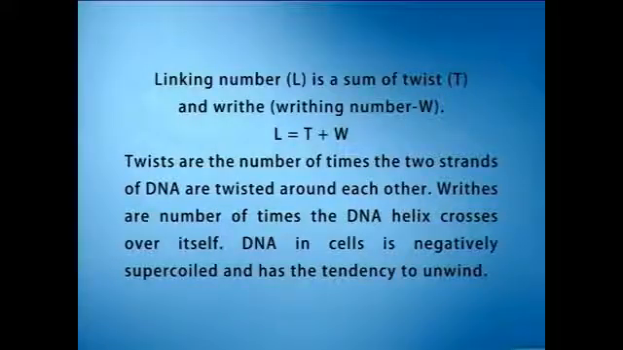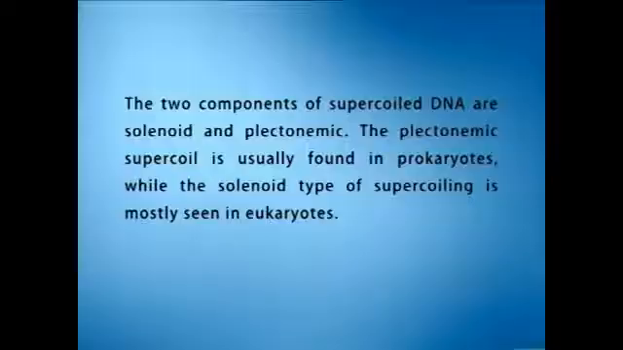DNA in cells is negatively supercoiled and has the tendency to unwind. Hence, the separation of strands is easier in negatively supercoiled DNA than in relaxed DNA. The 2 components of supercoiled DNA are solenoid and plectonemic. The plectonemic supercoil is usually found in prokaryotes, while the solenoid type of supercoiling is mostly seen in eukaryotes.